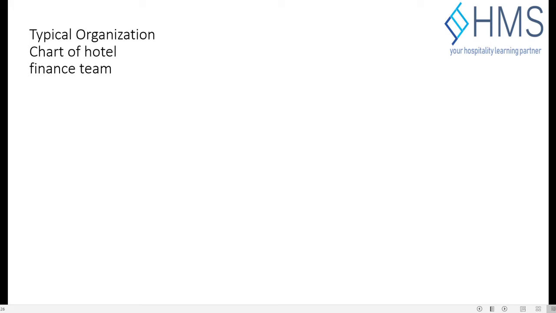Now that we have seen the hotel's typical organization structure, let us look at the typical organization structure for hotel financing. Within the overall organization structure that we saw under administration, there is finance and accounting. Finance and accounting is normally headed by a financial controller or a director of finance.